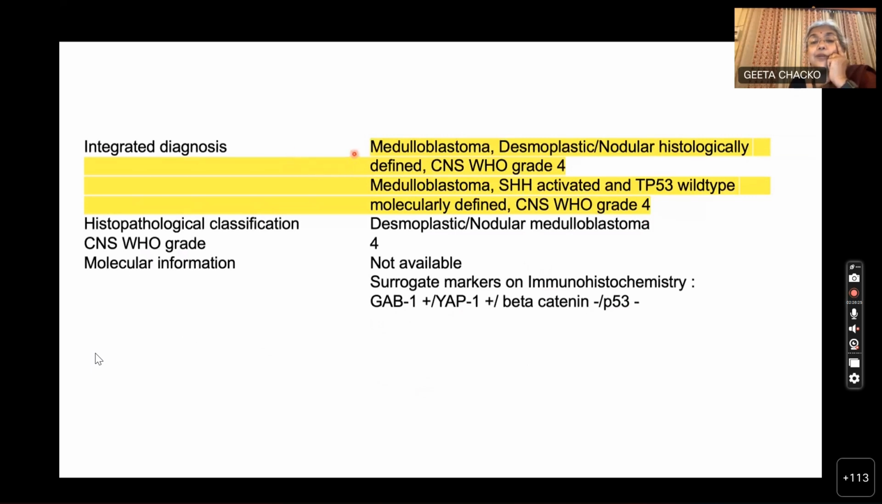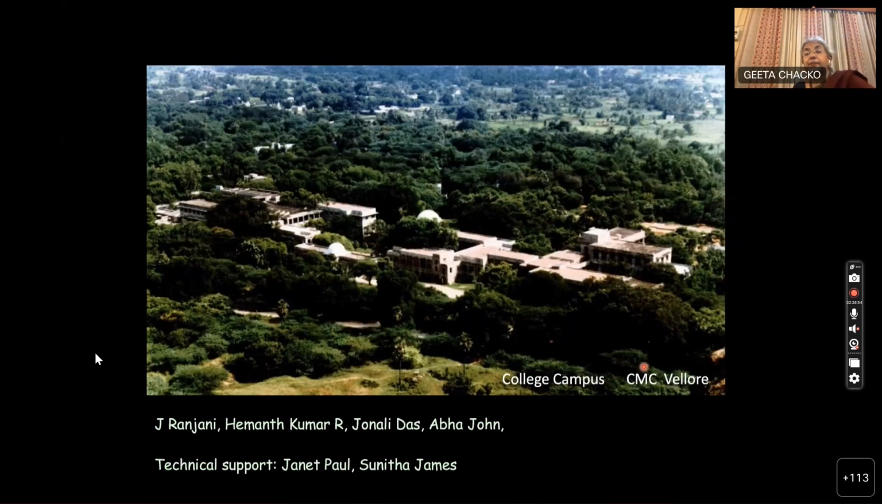So in an integrated diagnosis, this would be, I'm sorry, I'm just going ahead with this. This is a desmoplastic nodular histologically defined CNS WHO grade 4. You can stop at that, or if you have the other markers, you can say it's SHH activated, P53 wild type, CNS WHO grade 4. And say here that you've used surrogate markers for demonstrating the molecular subtyping. Okay? With that, I come to an end.